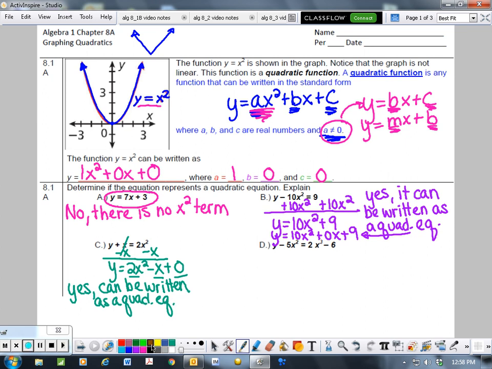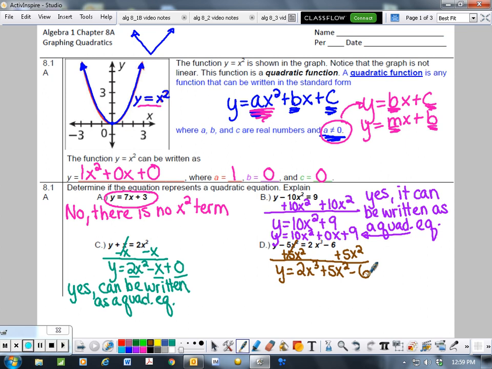Okay, and then our next one, looks like we got a lot here. Let's move this over. Not seeing any like terms there. So now we have y equals 2x to the third plus 5x squared, because we write this in the proper order, minus 6. And is this quadratic?